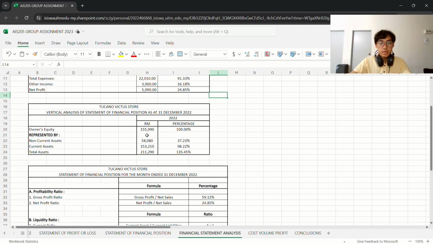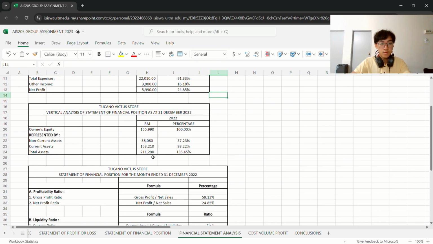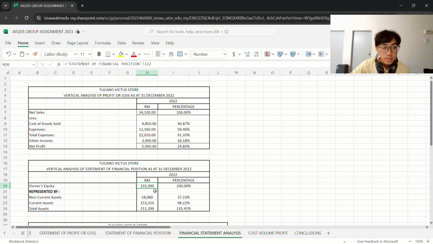So next we'll look at the vertical analysis of statement of financial position as at 31 December 2022. This is just the same as vertical analysis of statement of profit or loss, but for financial position, we will use owner's equity as our base figure. So our owner's equity is 155,990 ringgit. So for the formula of the sale, it's just the same as the net sales formula.